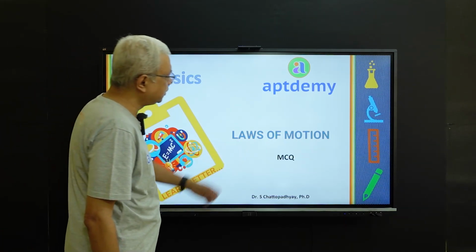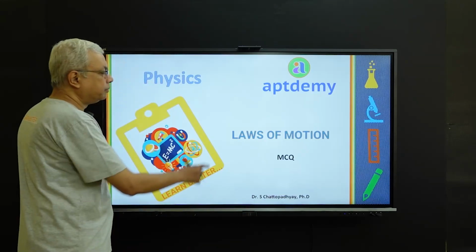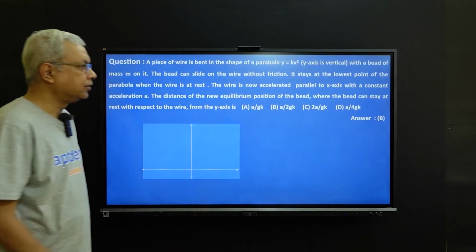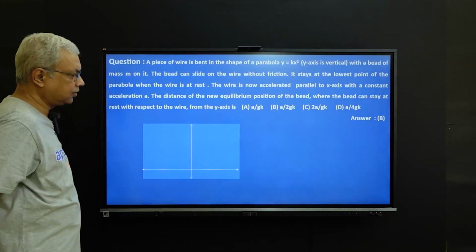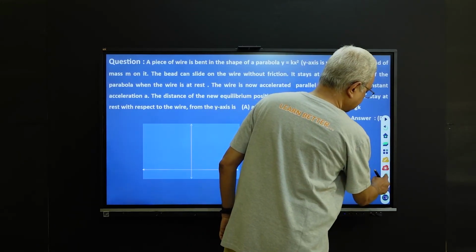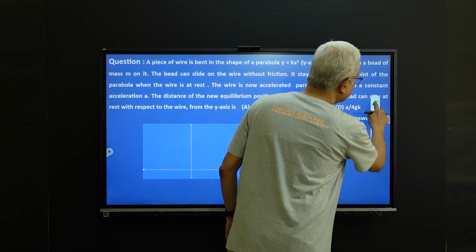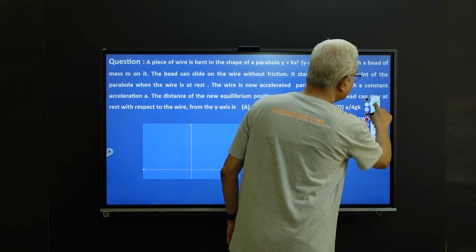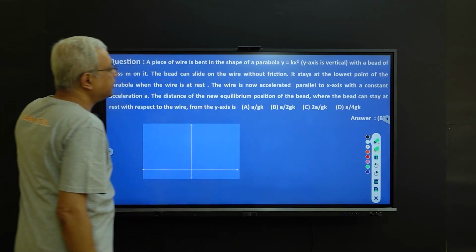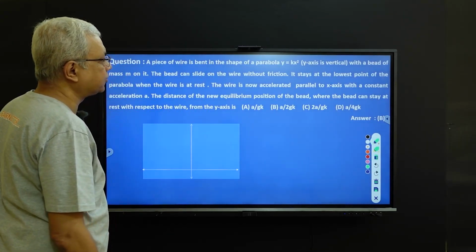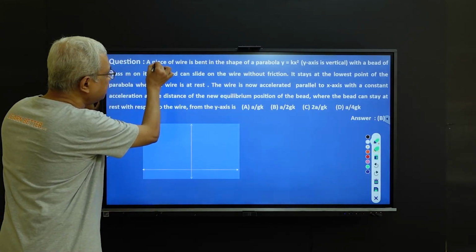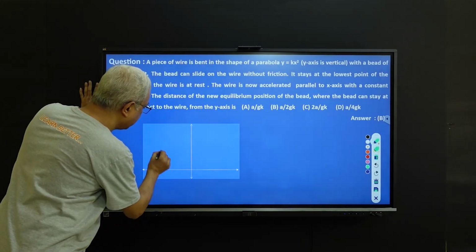Today we will consider a problem from mechanics, laws of motion, MCQ type problem. See the statement of the problem. A piece of wire is bent in the shape of a parabola y equal to kx square, y-axis is vertical.